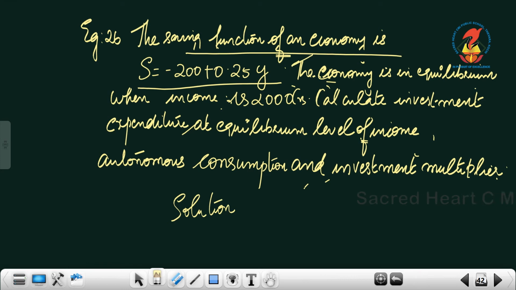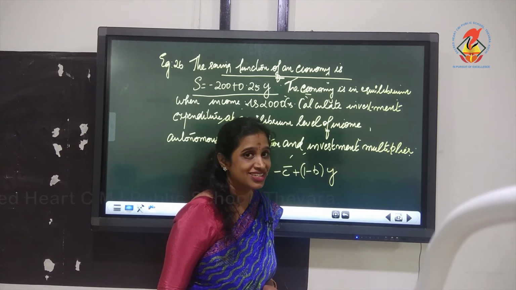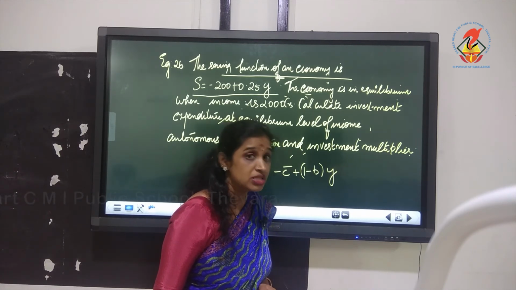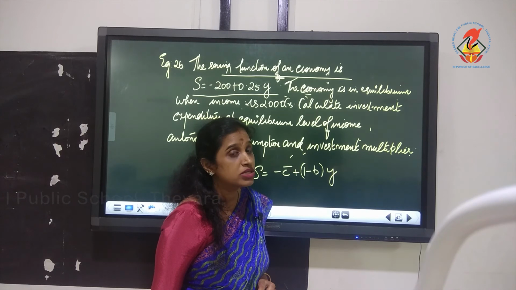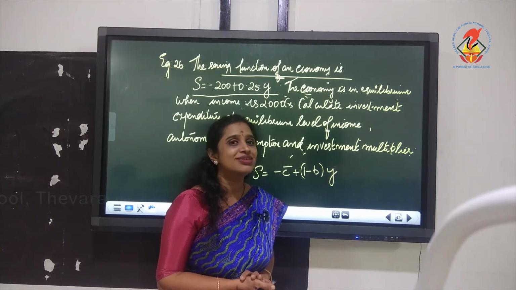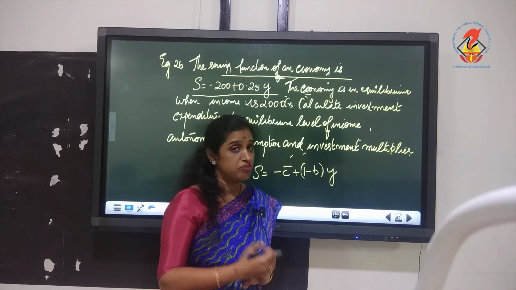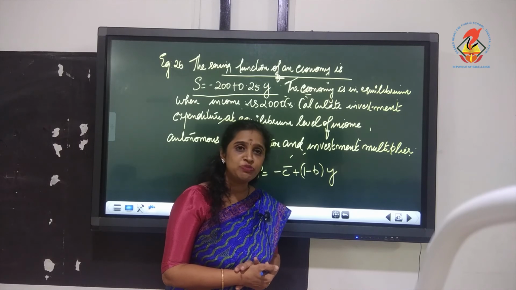If C is equal to C bar plus by, how will you write down the saving function? The saving function is S is equal to minus C bar plus 1 minus B into y. Minus C bar is what? C bar is autonomous consumption, which is taken from past saving, therefore minus C bar means this saving.